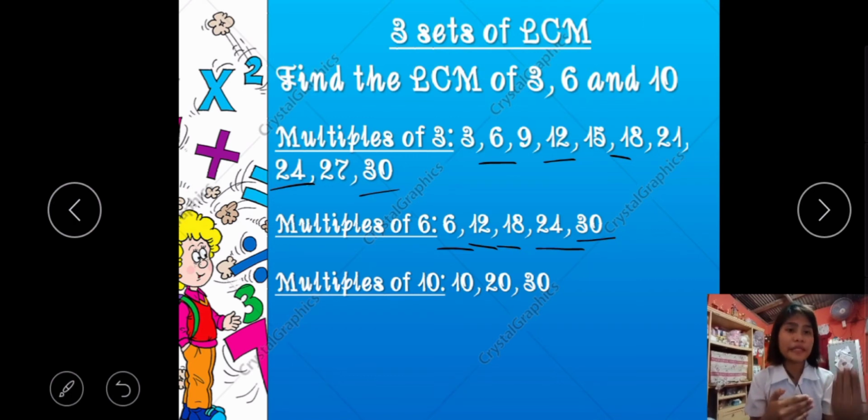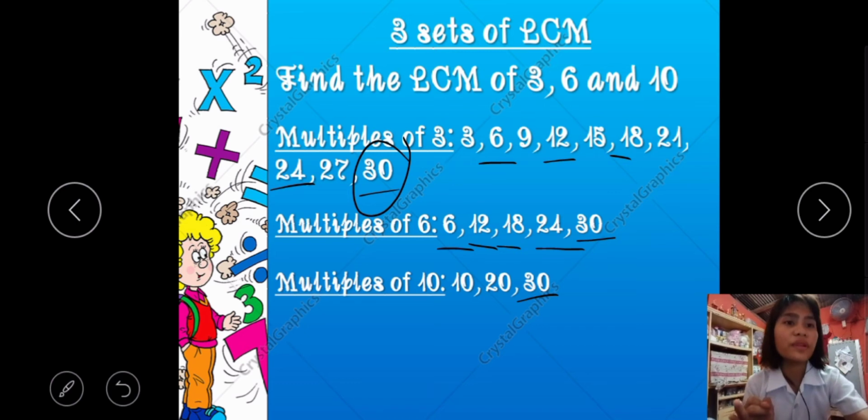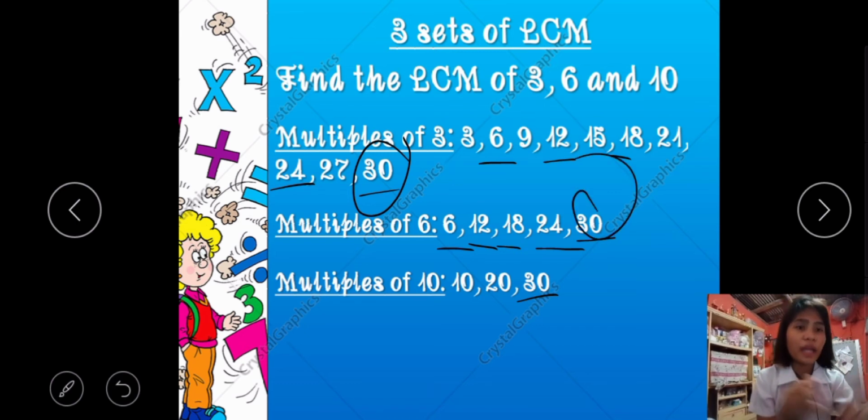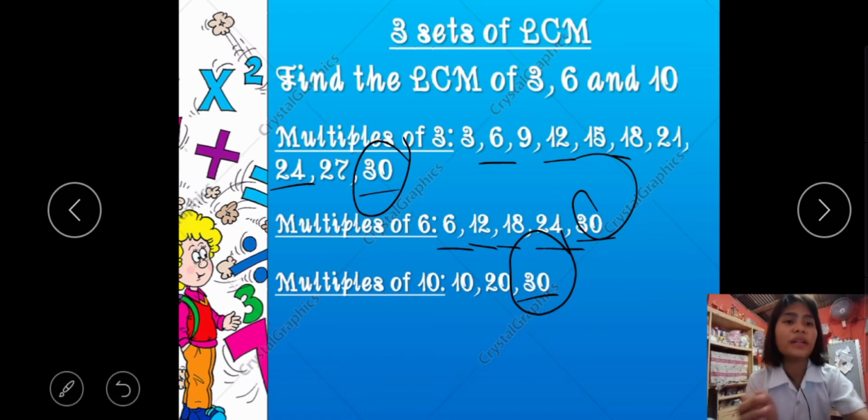I stopped listing because 30 is the smallest common number in the three sets. In the multiples of 3, we have 30. In the multiples of 6, we have 30. And in the multiples of 10, we have 30. So, the LCM of 3, 6, and 10 is 30.